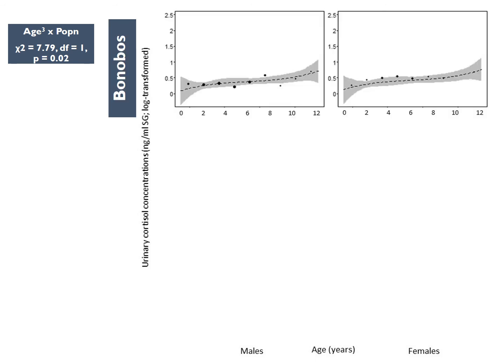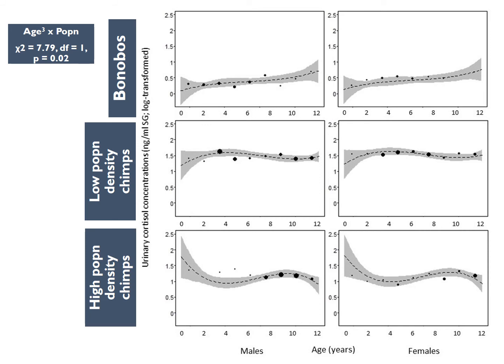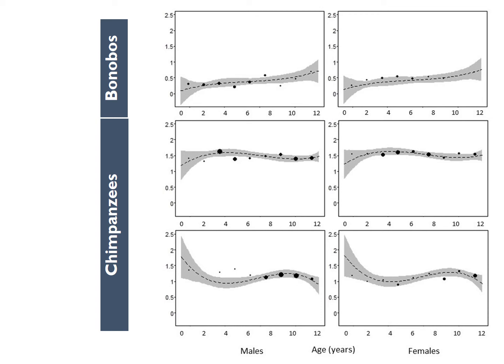we found a significant effect of the interaction between population and age on urinary cortisol concentrations. When we look at bonobos and our low population density chimpanzees, cortisol is quite consistent across ontogeny. However, when we look at cortisol patterns in the high population density chimpanzees, we see quite a lot of variation across development. All in all, this was a bit of a surprise to us because we found greater differences between populations than between the species.